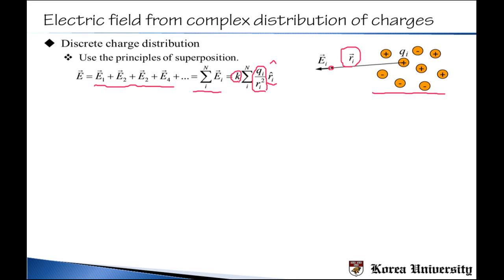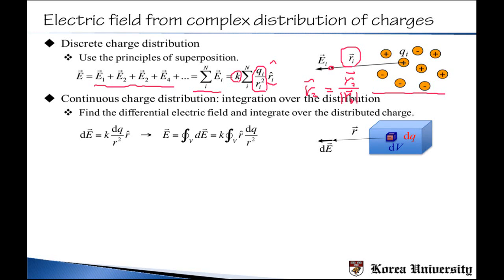Let me write this: ri caret will be in fact the ri vector divided by the size of this ri vector. This is the absolute value. Therefore, this ri caret is a vector with unit length. So this is in fact the unit vector.